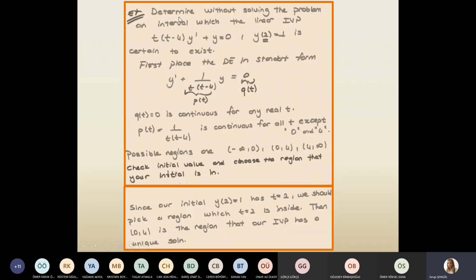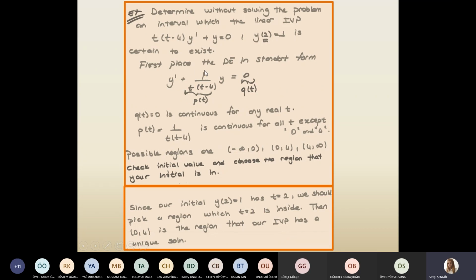Look at this example. Determine, without solving the problem, an interval in which the linear initial value problem is certain to exist. Okay? Look at that. This is your differential equation, and you need to put it in standard form by dividing the equation by the coefficient of the derivative, t minus t over 4, t times t minus 4. And once you do that, this is the standard form of your differential equation. And this is your p of t, this is your q of t.